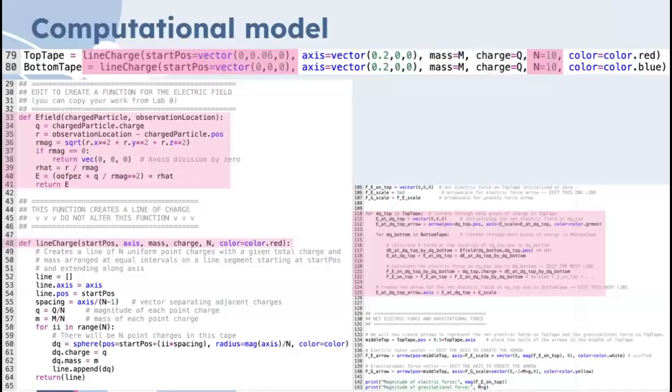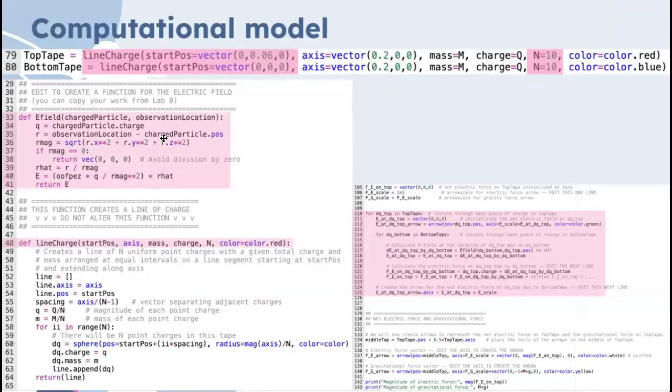Now here's the computational model, so let's talk about some of the important parts. In Lab 1, we found that the separation distance between the two pieces of tape was 6 centimeters or 0.06 meters, as seen here. And here we're saying n equals 10 just to say that each piece of tape will be made of 10 point charges. And that number is used here when we define the method for creating the line charges. We could create the tape with any number of line charges, but here we arbitrarily chose 10 point charges.